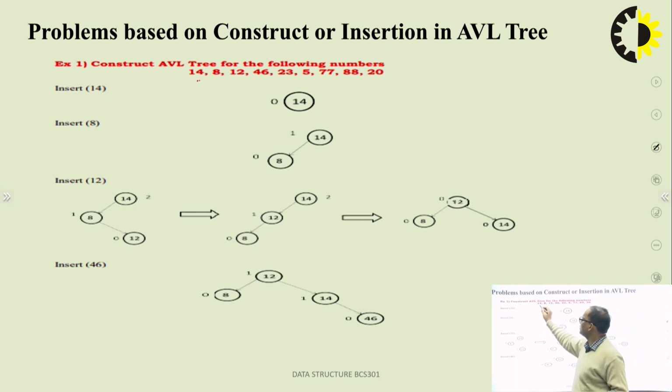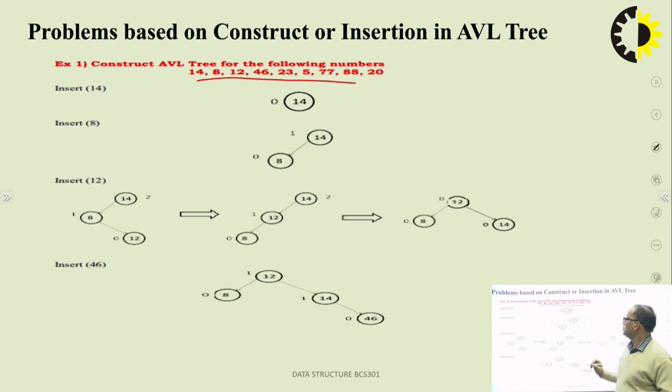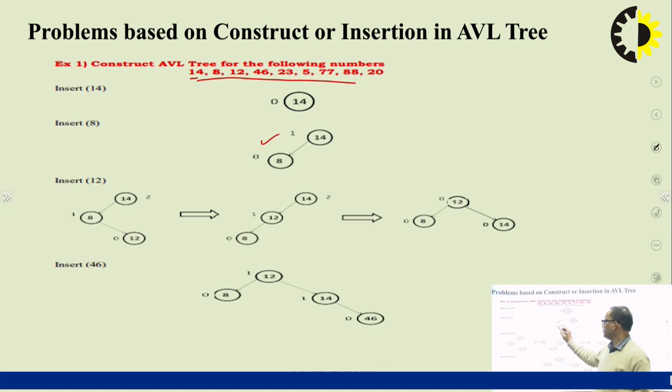This sequence of keys is given to us. Now we have to construct the AVL tree. The first key is always considered as the root of the tree. So 14: there is no left child, no right child, and the balance factor of 14 is 0. The next value is 8. Since 8 is less than 14, it will go to the left. Now the balance factor of 8 is 0 and the balance factor of 14 is 1.